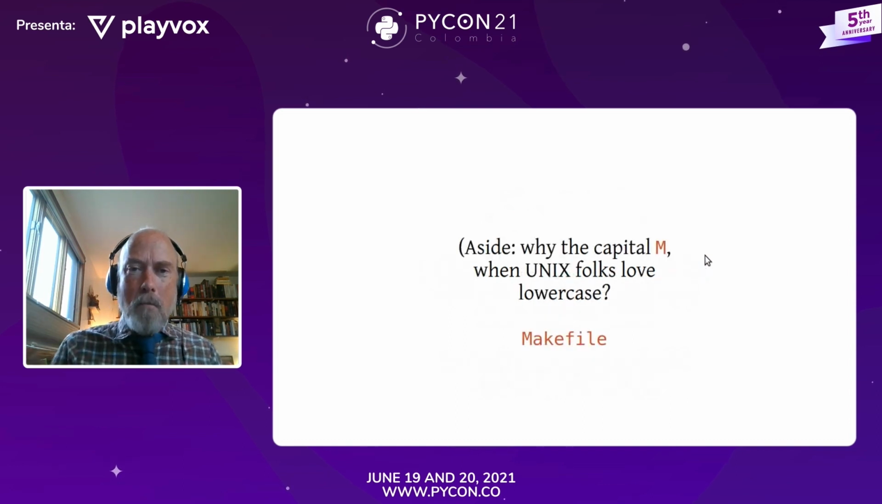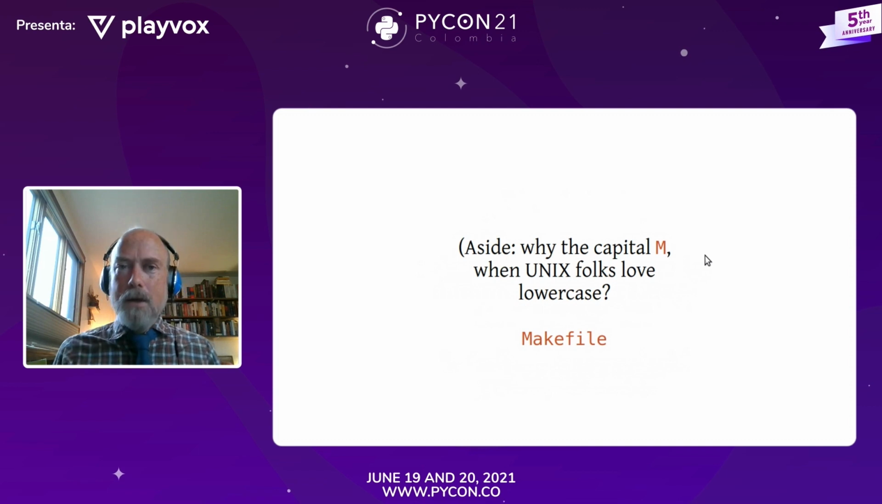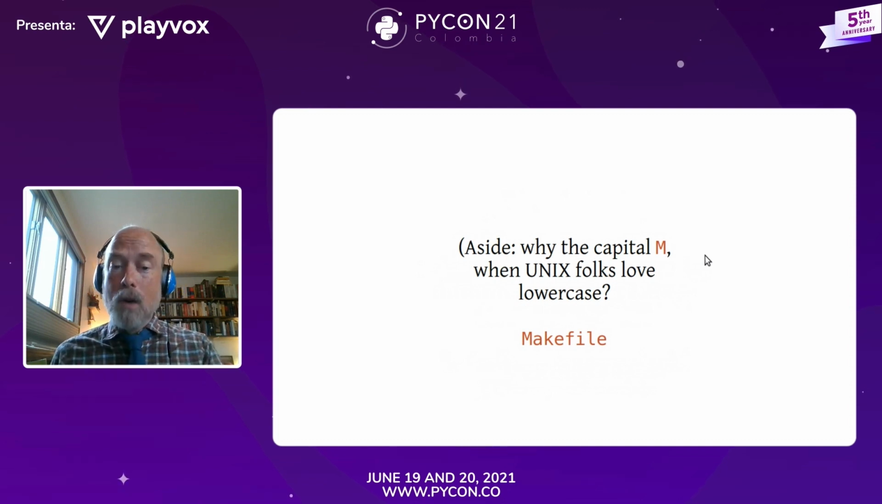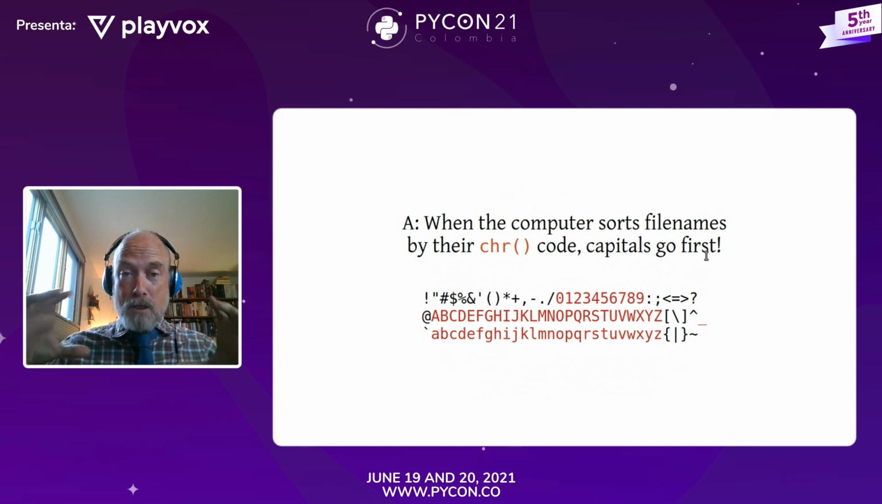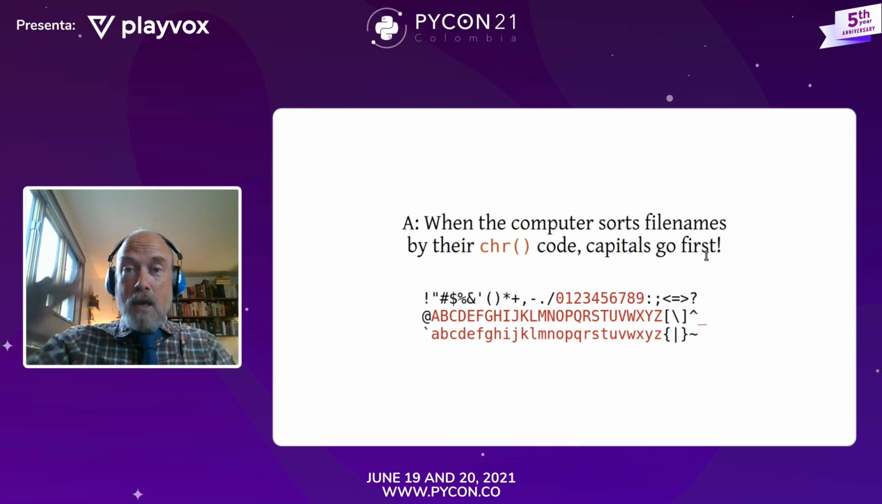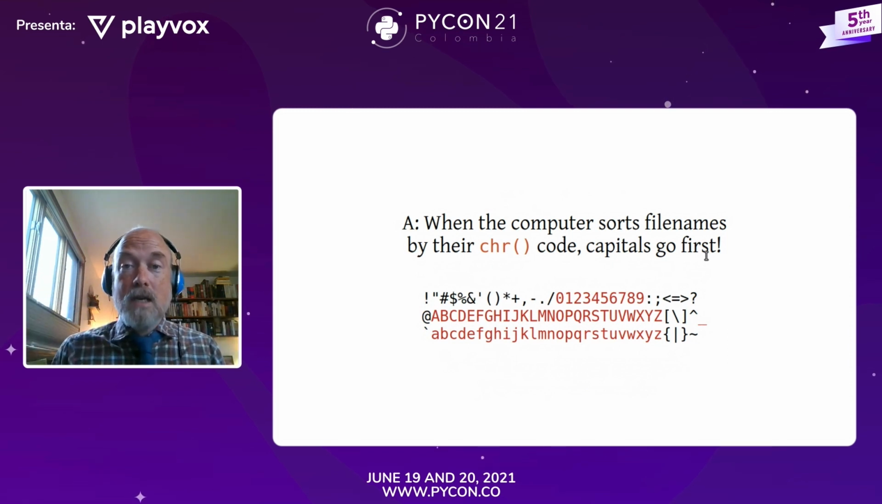Oh, wait a minute. Makefile with a capital M? Why the capital M when Unix folks love lowercase because it's easier to type? The answer is that when the computer sorts file names by their character code, capital letters go first because in the table of characters that the computer knows, ASCII or the full list of Unicode characters, capital letters go first.